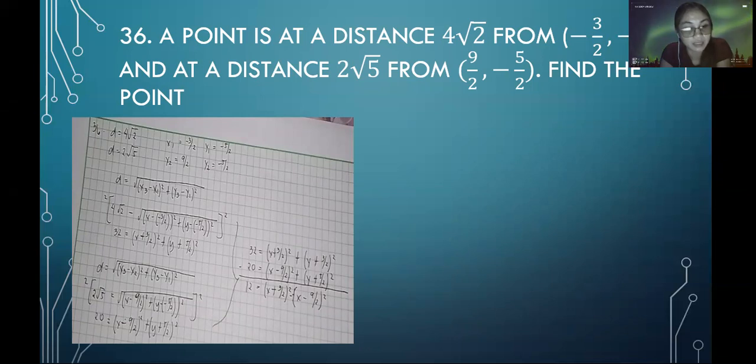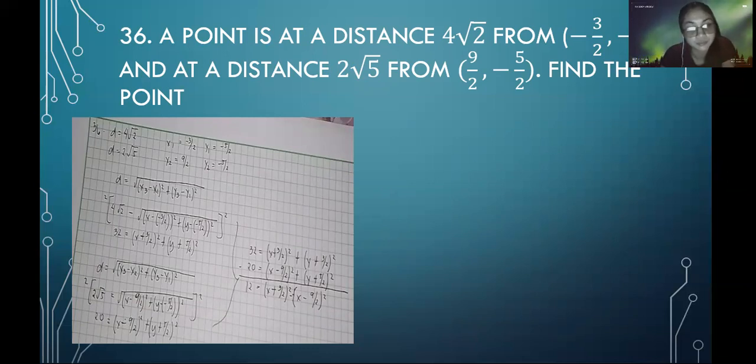Then equals x minus 9 halves squared plus y plus 5 halves squared. Then subtract the value of this formula from this one. So 32 is equal to x plus 3 halves squared plus y plus 3 halves squared, minus 20 is equal to x minus 9 halves squared plus y plus 5 halves squared. So it will become 12 is equal to the quantity x plus 3 halves squared plus this quantity.